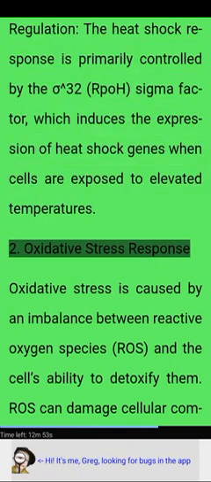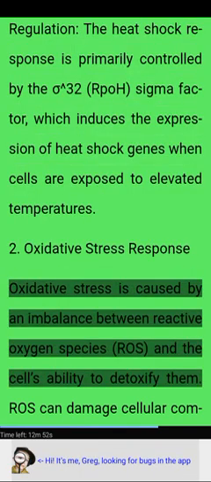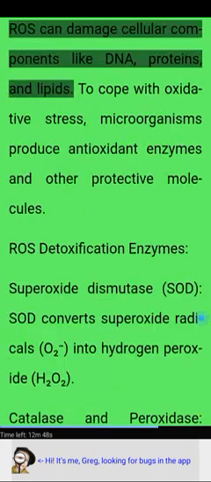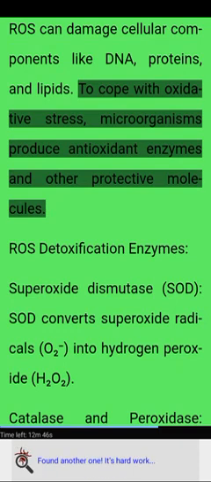2. Oxidative stress response. Oxidative stress is caused by an imbalance between reactive oxygen species, ROS, and the cell's ability to detoxify them. ROS can damage cellular components like DNA, proteins, and lipids. To cope with oxidative stress, microorganisms produce antioxidant enzymes and other protective molecules.